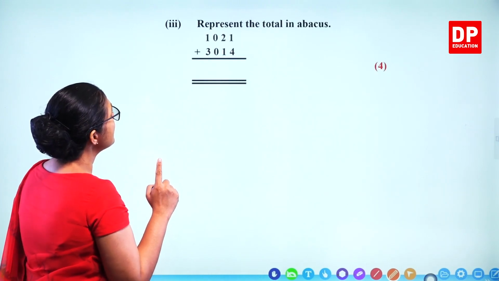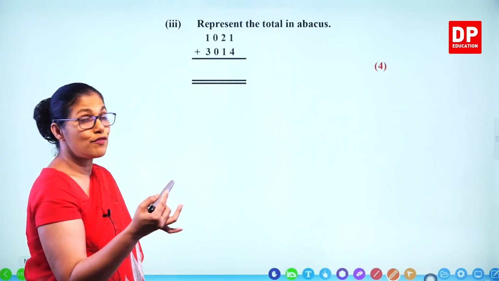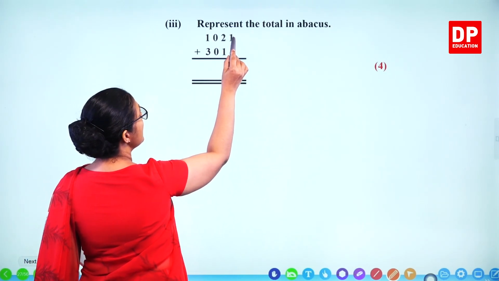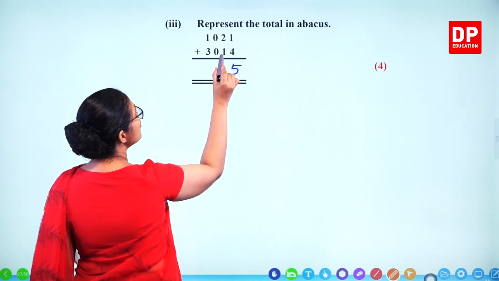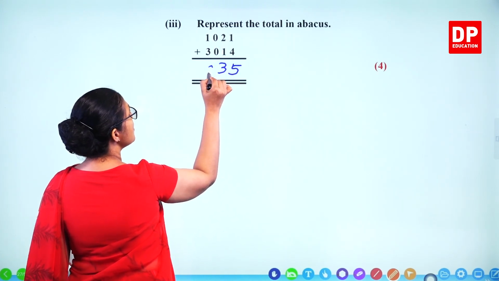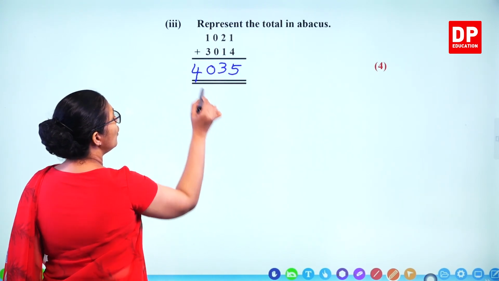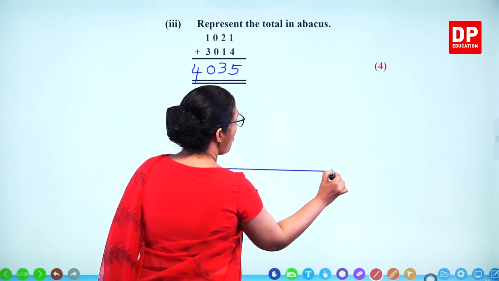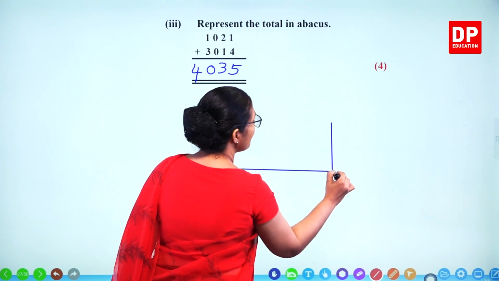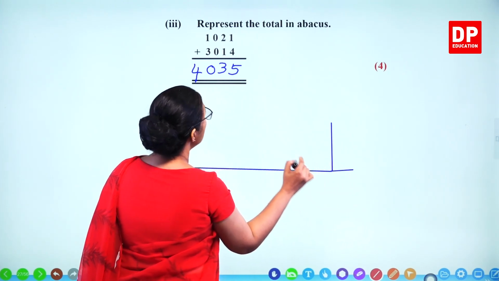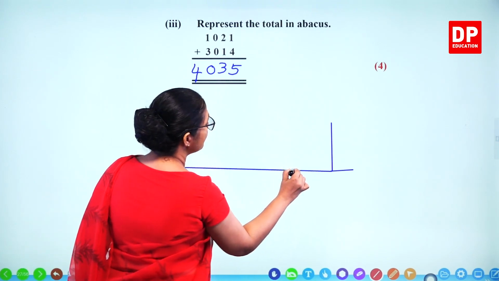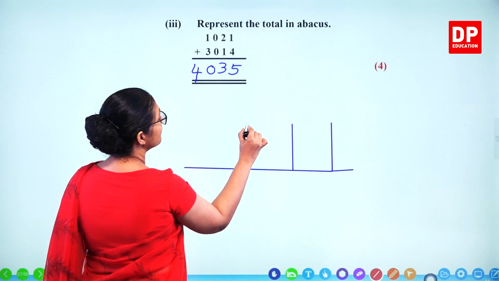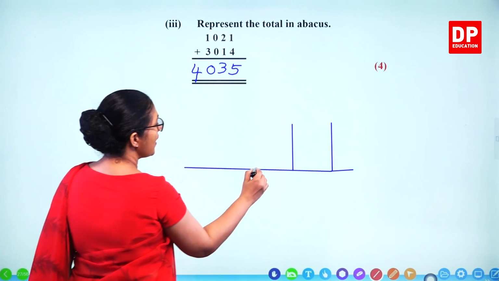Part 3, represent the total in abacus. So first we have to find out the total. Start from right hand side, units place. 4 plus 1, 5. 2 plus 1, 3. 0 and 0, 0. 3 plus 1, 4. So now we have to draw an abacus. So how many rods we need? We need 1, 2, 3, 4 rods. So equally spaced.